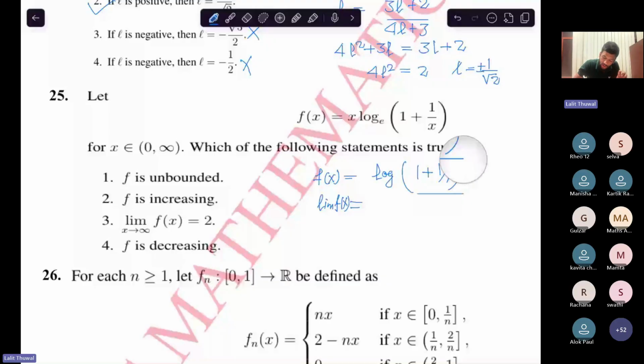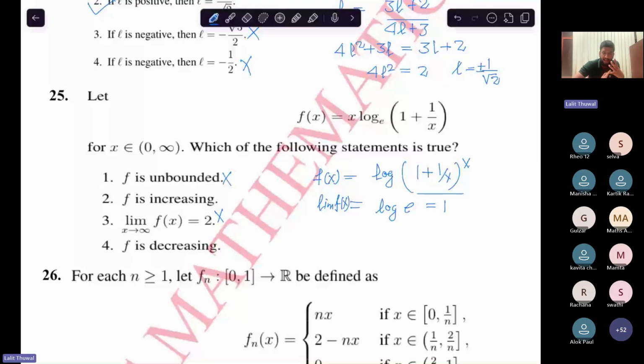Yes or no? Yes, sir. Okay. So log e is 1. It means that this one is correct. And it says that f is unbounded, f is increasing, and f is decreasing. So f is unbounded is the wrong one, right?